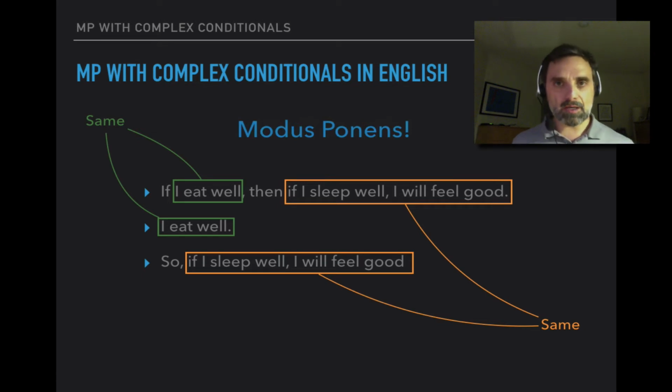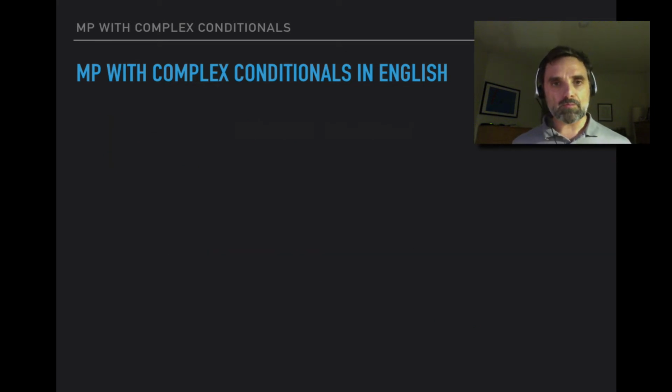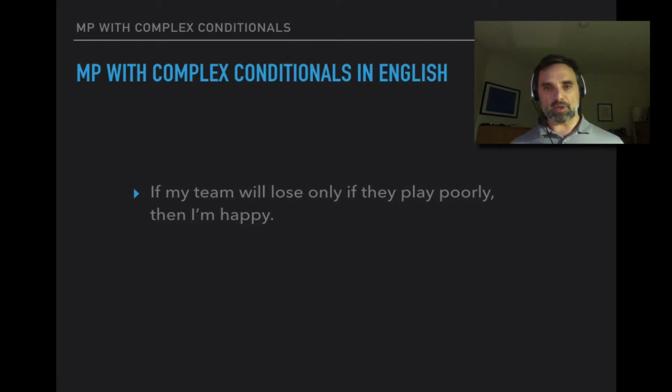Okay? Let's look at another example in English. So here we have, if my team will lose only if they play poorly, then I'm happy. So the if, between the if and the then, that's the antecedent, and what is after the then is the consequent. So the antecedent is, my team will lose only if they play poorly, and the consequent is, I'm happy. Okay, so this time we have a conditional that has a conditional for its antecedent and an atomic sentence for its consequent. So here the complexity is in the antecedent of the conditional, but it's still just a conditional.